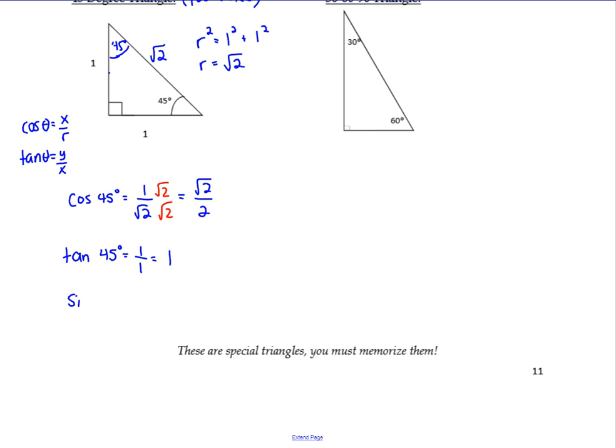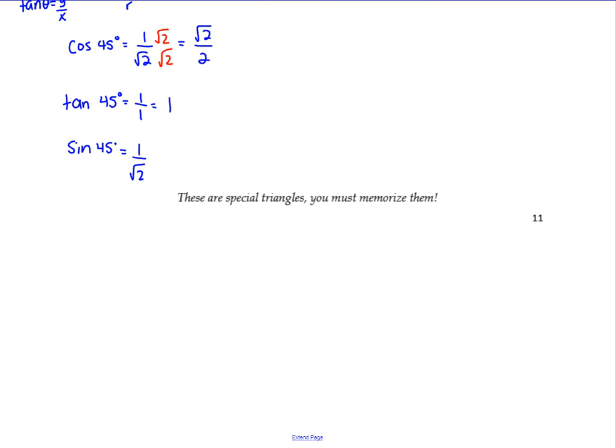And sine 45, sine is y over r. It would be 1 over root 2, because it's opposite over hypotenuse. And then, is that okay? Rationalize it. And we get root 2 over 2.